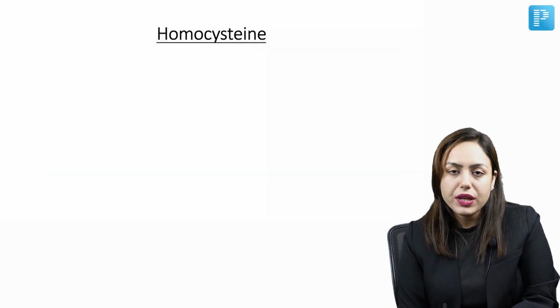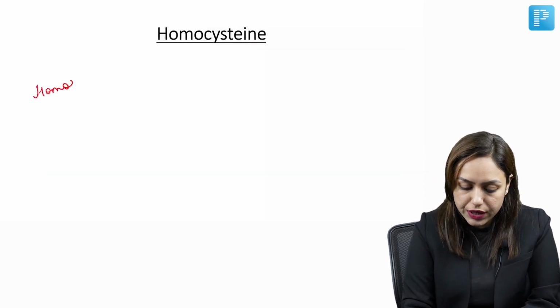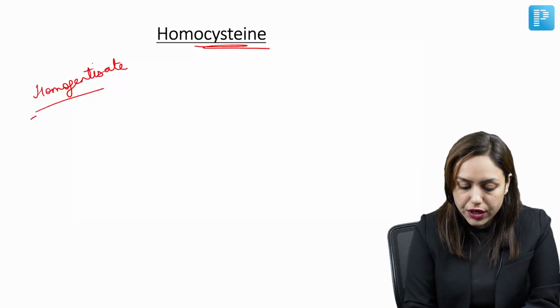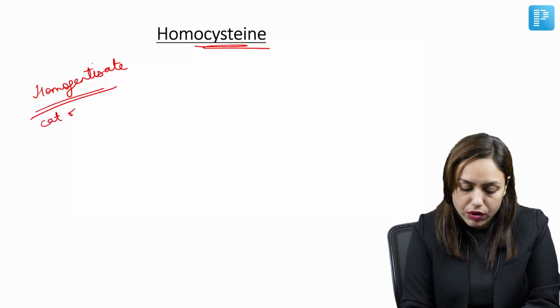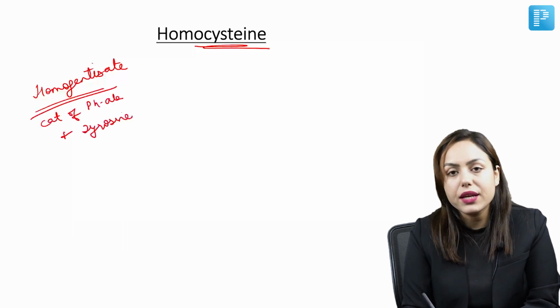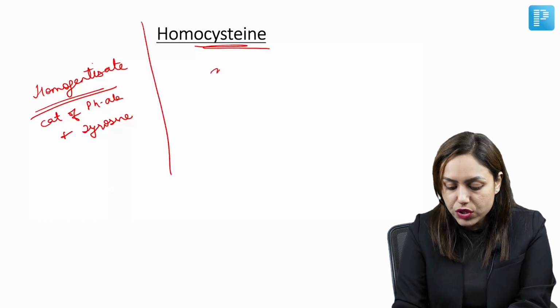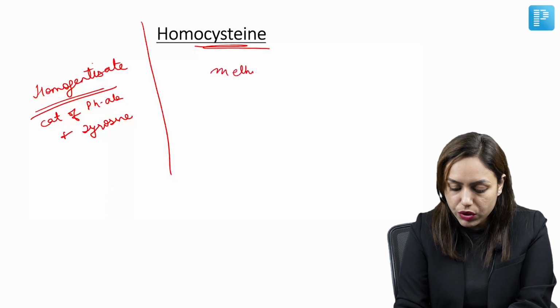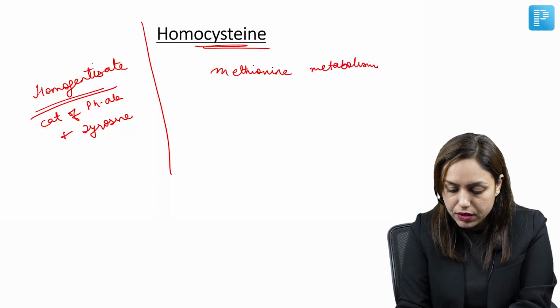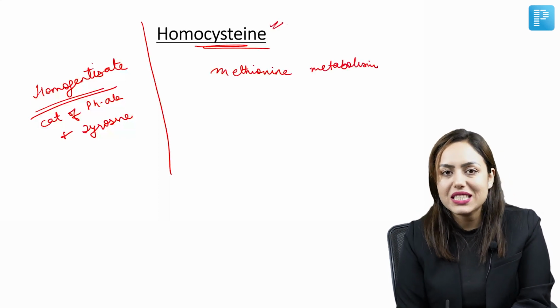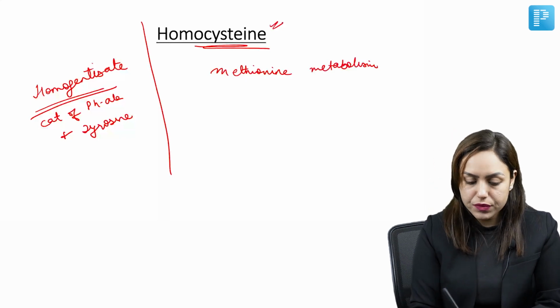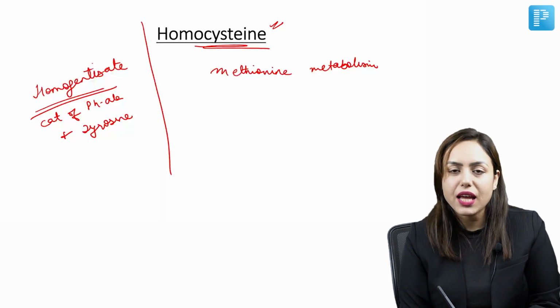Okay. Then you should clearly distinguish between homogentisate and homocysteine. Homogentisate is involved in the catabolism of phenylalanine and tyrosine, and it is accumulated in Alkaptonuria, right? On the other hand, homocysteine is involved in methionine metabolism, and this compound is accumulated in homocystinuria. So be careful between homogentisate and homocysteine.